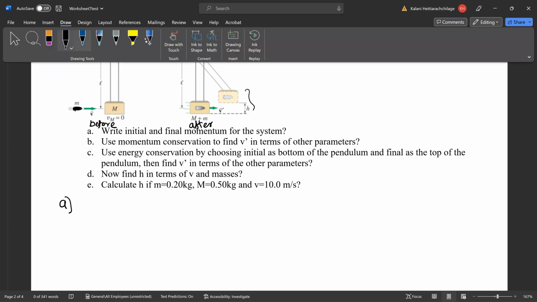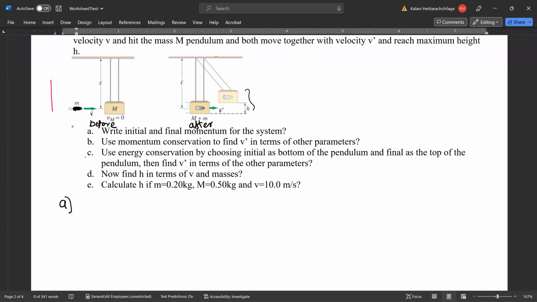Now since we are working with momentum, we're going to label your coordinate system X and Y. Now we're going to write initial and final momentum. To the right, P initial is equal to, bullet has M times V, but uppercase M does not have the velocity. There is no momentum from that. And then we're going to do the same direction. P final will be M and M both moving with V prime, right? So that's it for part A.